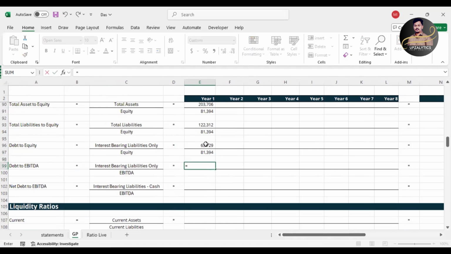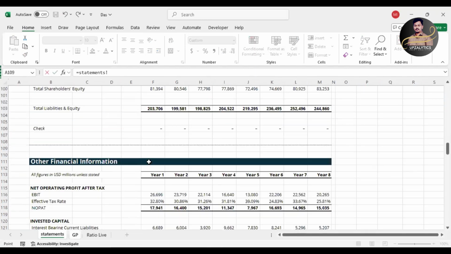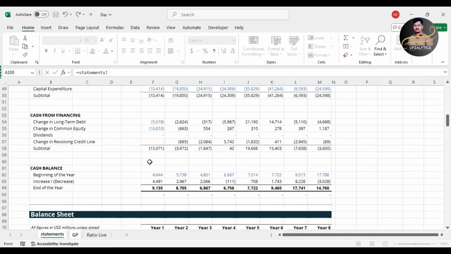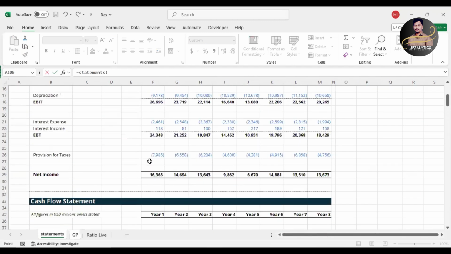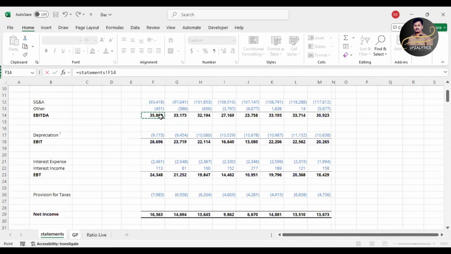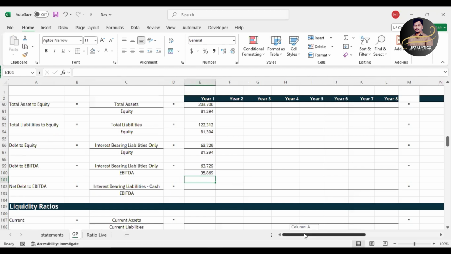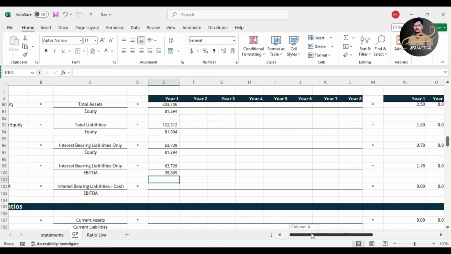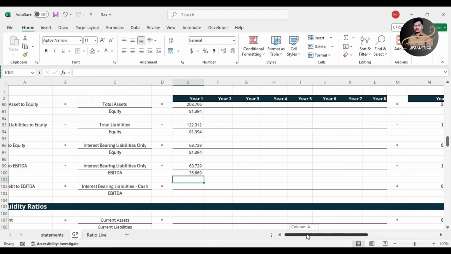Let's calculate the debt to EBITDA. We can get the interest bearing liabilities from here. Also, we can get the EBITDA from the income statement, which we all know very well. It's relatively 1.78, which is a bit higher.